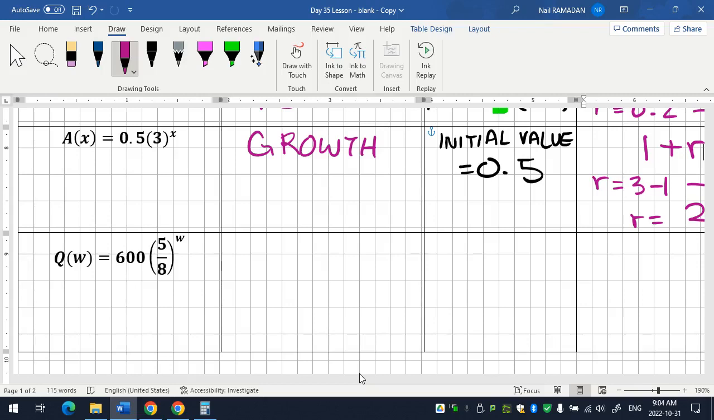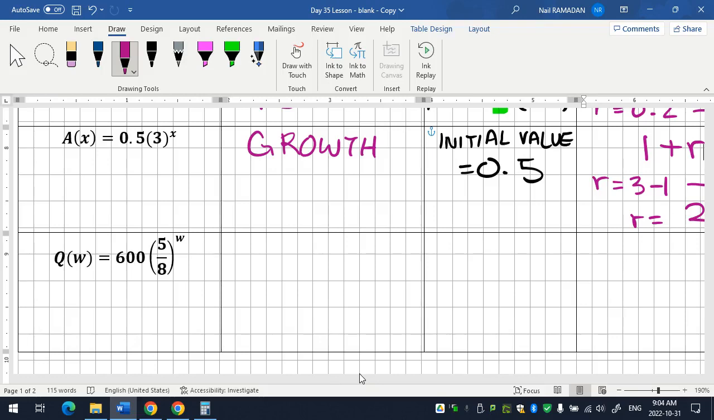Do you even need to do this to prove it? No. $5 divided by 8 people. Is there any way that each person is going to get more than $1? No way. What if my base was 8 divided by 5? What would the situation then be? It would be bigger than 1, which means it will be what? Going up.